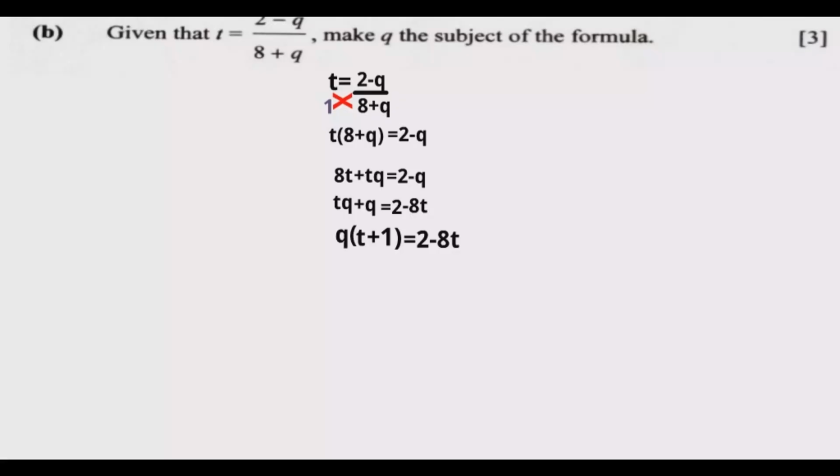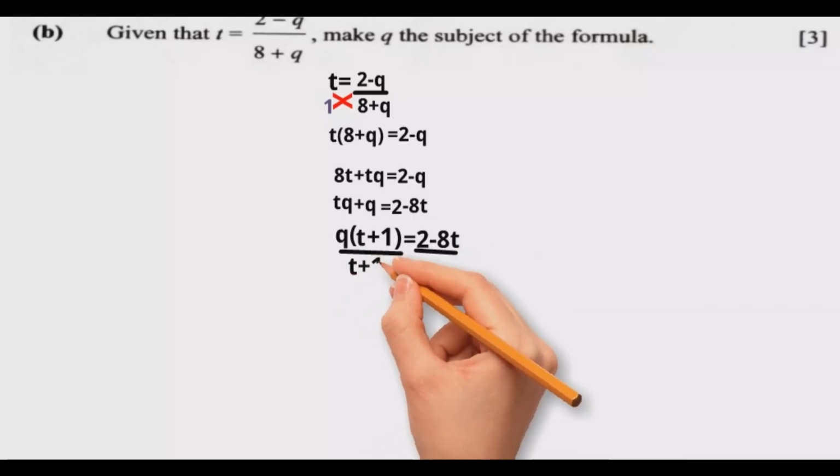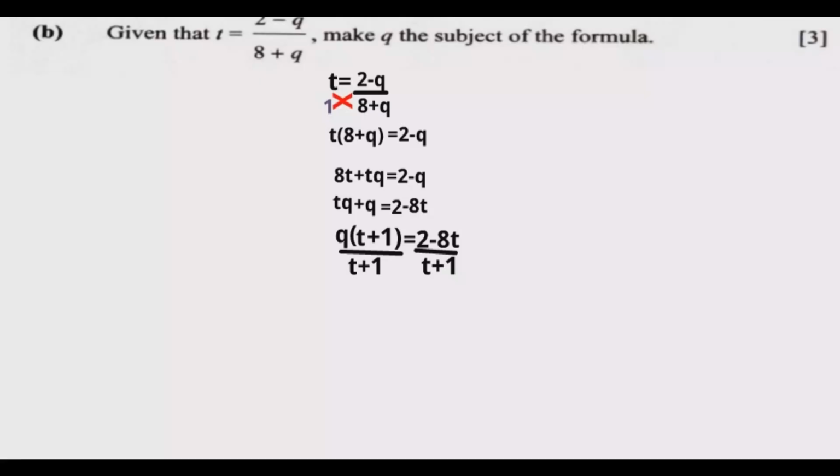Now what am I going to do here? I want to remain with q on one side of the equal sign so that it becomes the subject of the formula. So I'm going to divide both sides by t plus 1. So q, open bracket, t plus 1, divided by t plus 1 is equal to 2 minus 8t divided by t plus 1.